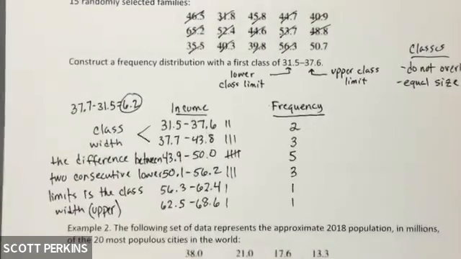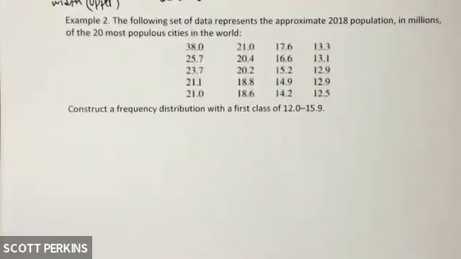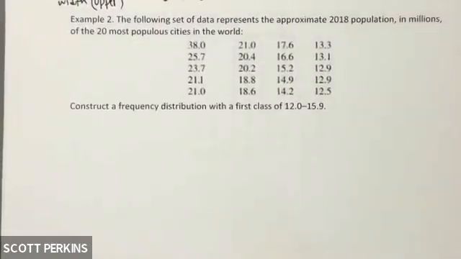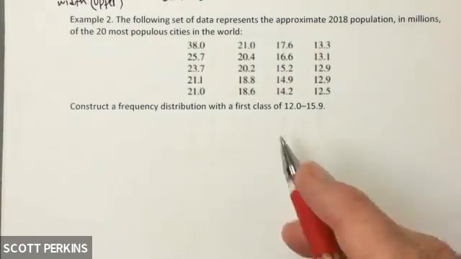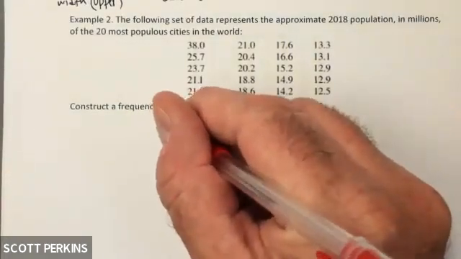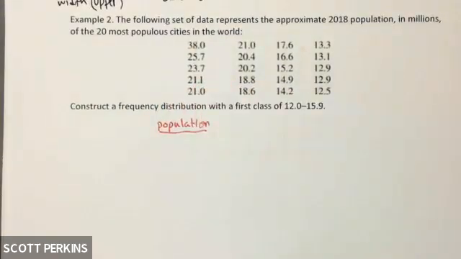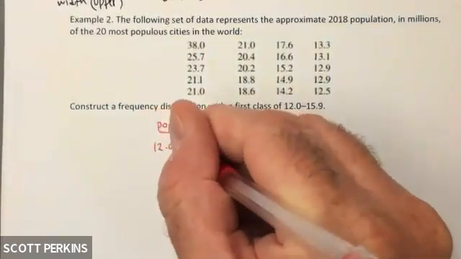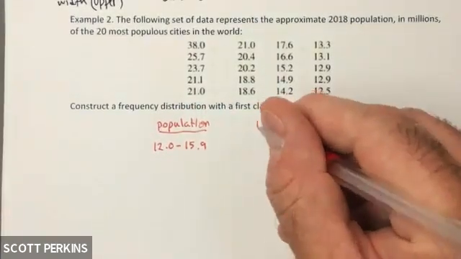Okay, so let's get started here and see how you're doing, how you did. If you got any questions about anything that's still not quite cement solid in your brain, that's great. So I've given you the first class. So this data represents populations. So I'm going to make the first column population. And that first class is 12.0 to 15.9. And then the other column is going to be frequency.